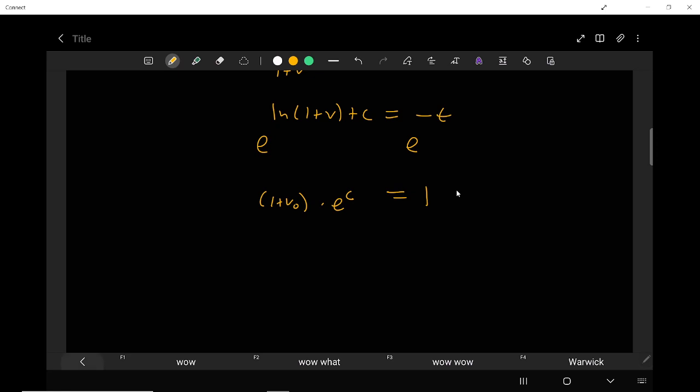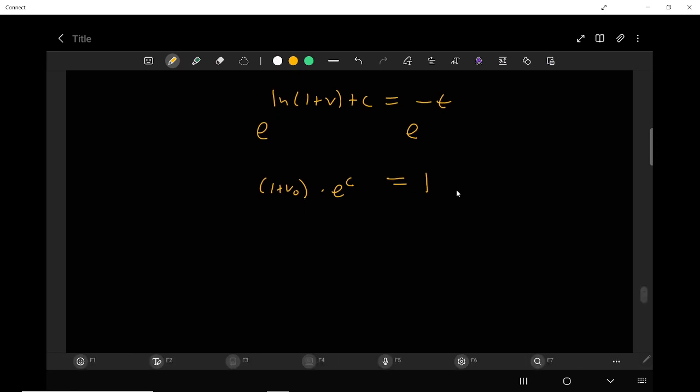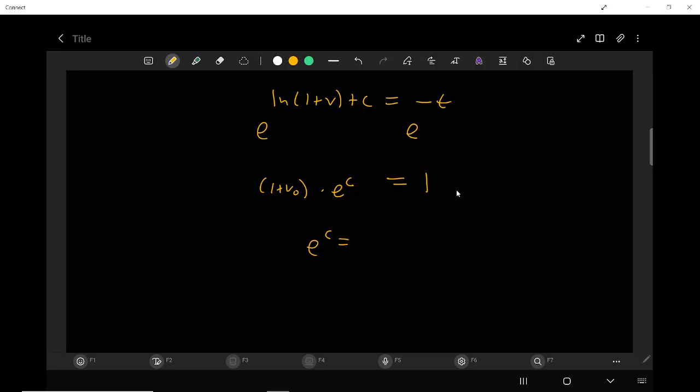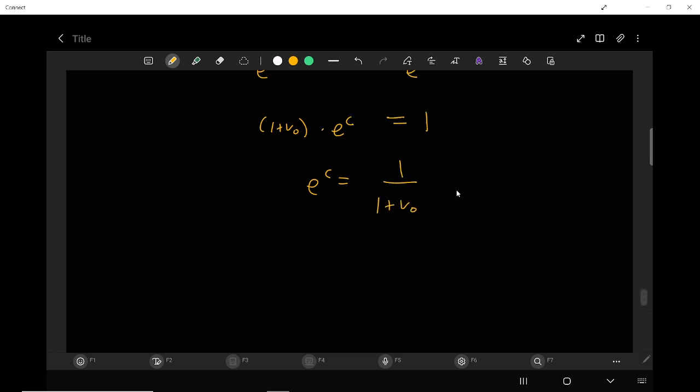What just happened? I mean, e to the c equals 1 over 1 plus v0. So c equals ln of 1 over 1 plus v0.